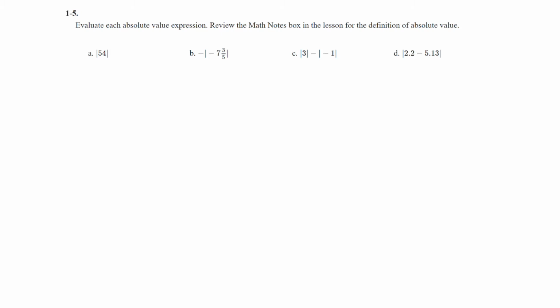So in part A, it says the absolute value of 54. So really what that is asking is, how far is 54 away from 0? Well, 54 is 54 units away from 0. And that's your answer. No more absolute value bars. That's part of you answering the question.